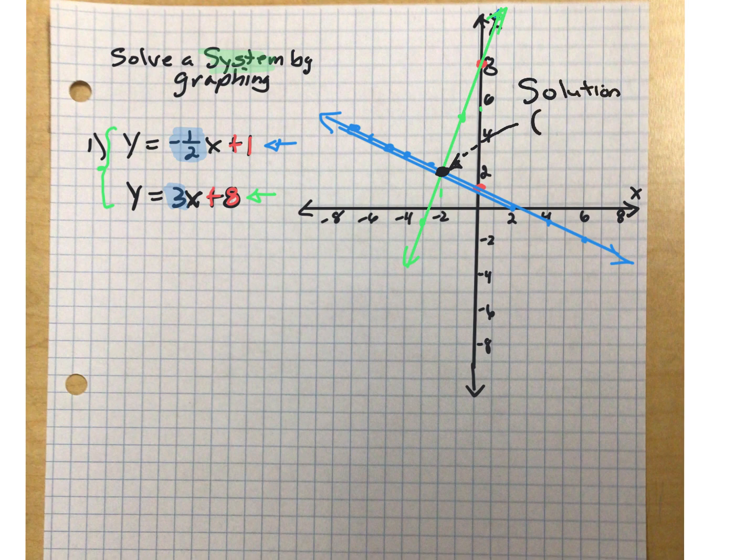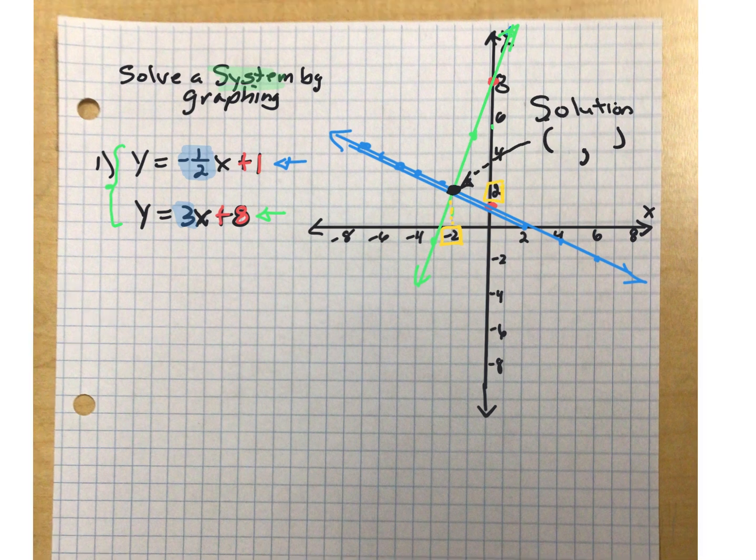So what is the x and y coordinate of that location? If you read down and across, it's negative 2 and positive 2. Remember, you always put the x first, and then you put the y value second. So that's your solution. Let me prove to you that this is indeed the solution.